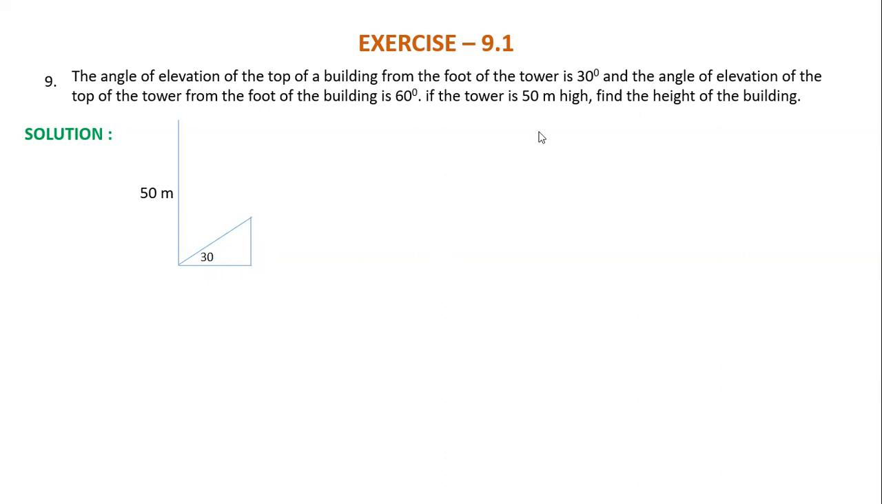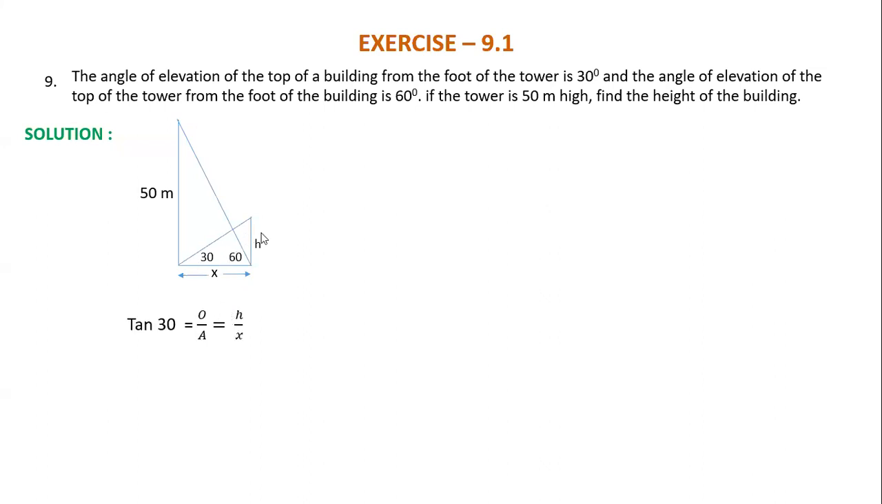And next is the angle of elevation of the top of the tower from the foot of the building. That means he's going to come here, stand under this, and look at the top. Now he finds this angle to be 60 degrees. This is the height of the building, so let us name it h. Let this be x.